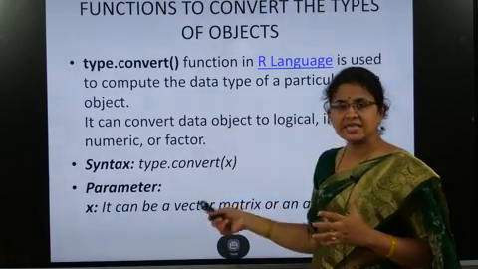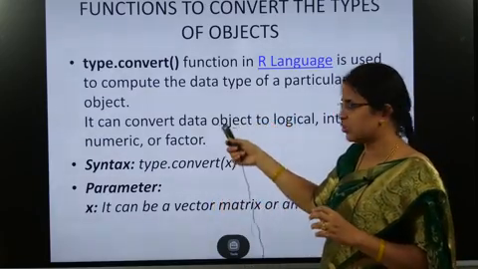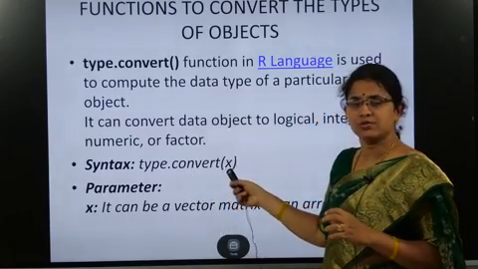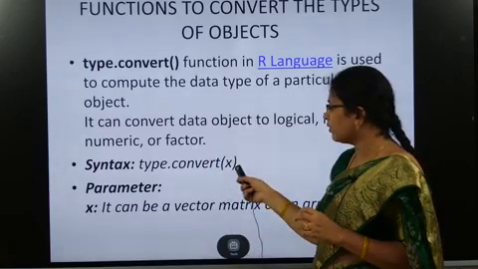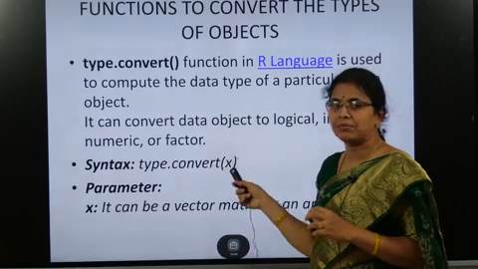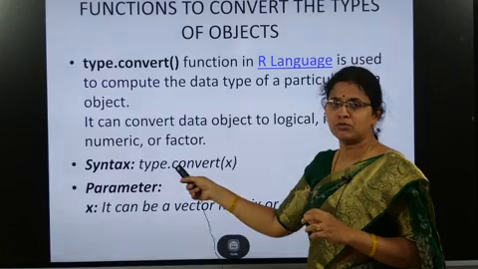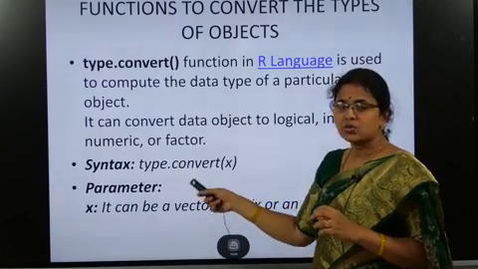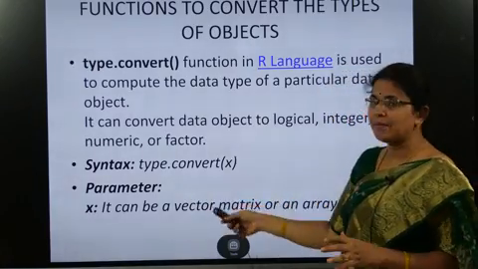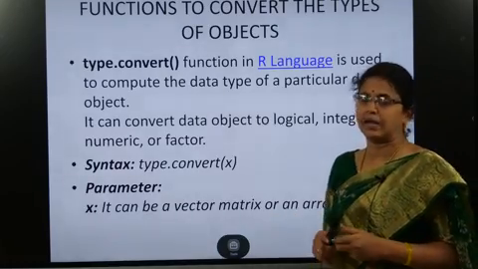Okay, what is the syntax that we have to follow in order to go for this conversion? It is type.convert of the variable that you are using. Here I am taking x, a variable for this conversion, and type.convert is the function that I am using. So type.convert of x. And for the parameters, x is nothing but a vector, matrix, or it may be an array.